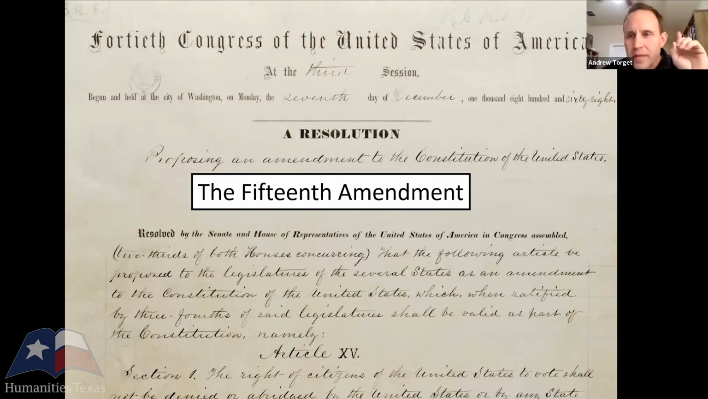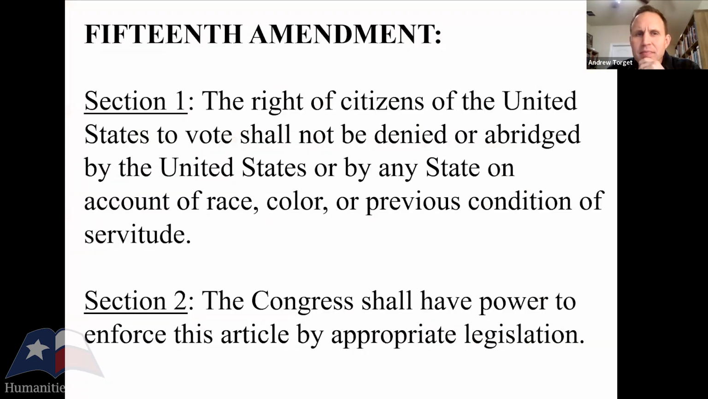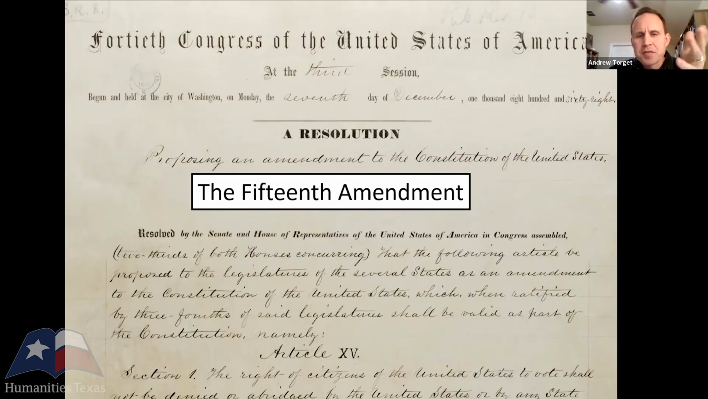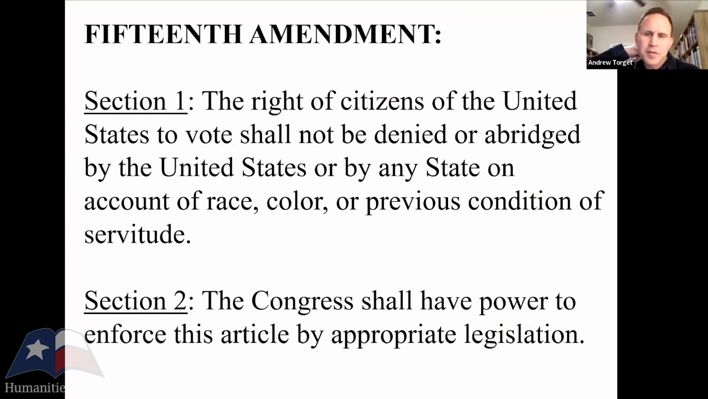And you guys know, 13th Amendment ends slavery. 14th Amendment does a lot of things, but the main thing is it defines citizenship and defines African Americans as being eligible for citizenship. The 15th Amendment here, all right, is about voting rights. And, you know, this manuscript copy is really fun, but I typed it up so you guys can actually read it with me. But what the 15th Amendment says is that the right of citizens of the United States to vote shall not be denied or abridged by the United States or by any state on account of race, color, or previous condition of servitude, right?